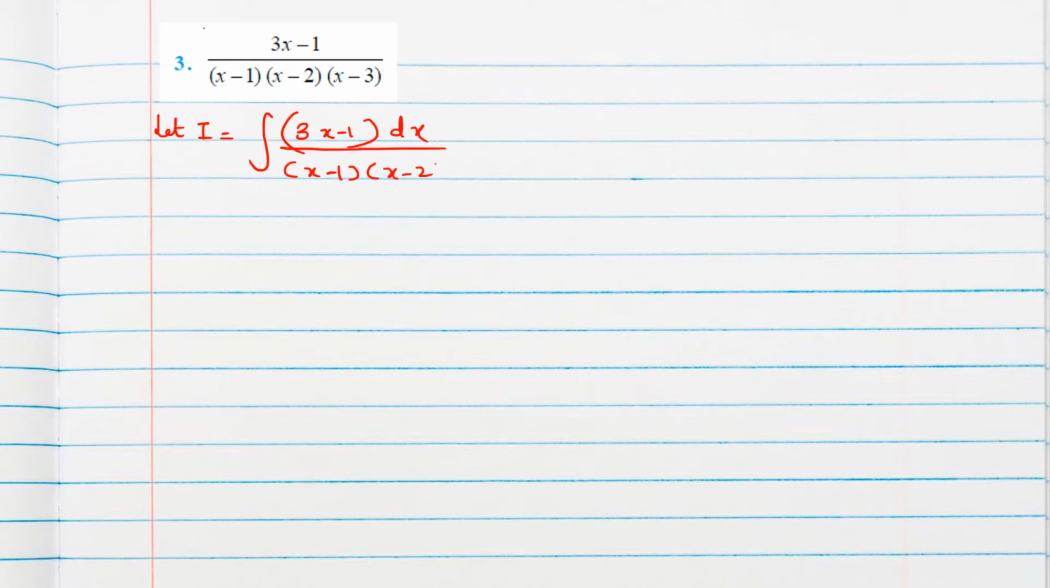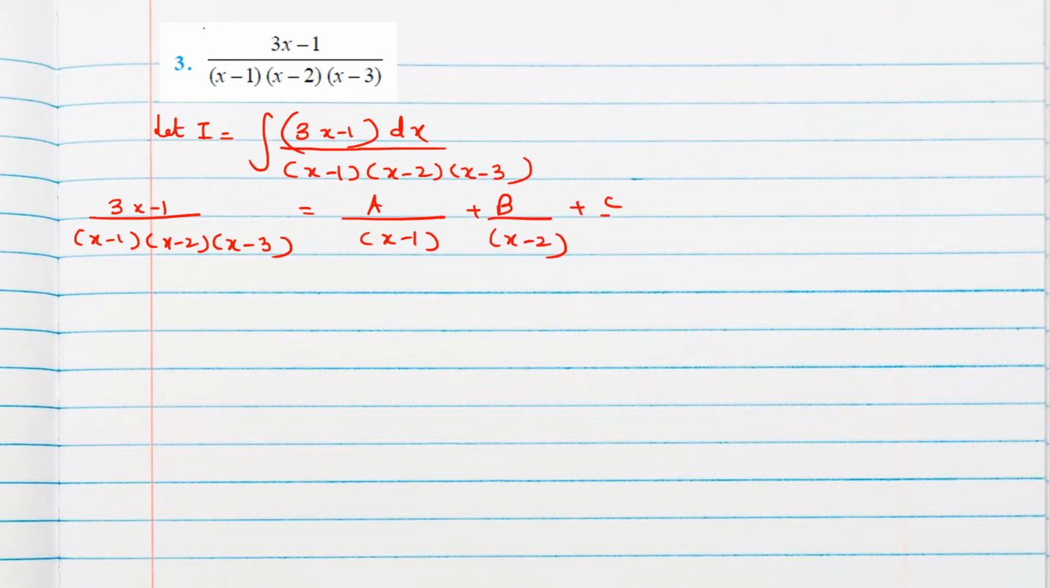Now this is of the type where we should write this fraction into partial fraction form: A by first bracket, B by second bracket, C by third bracket. So we'll write here (3x minus 1) by (x minus 1)(x minus 2)(x minus 3) equals A by first bracket, B by second bracket, C by third bracket. Now here we can take LCM.